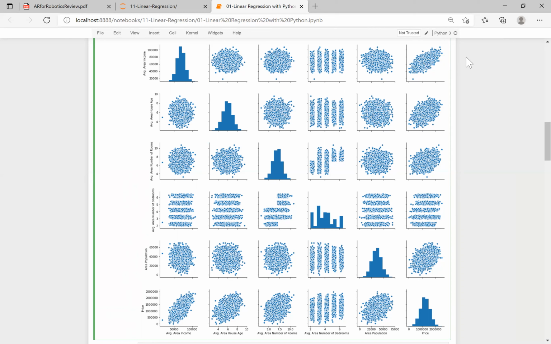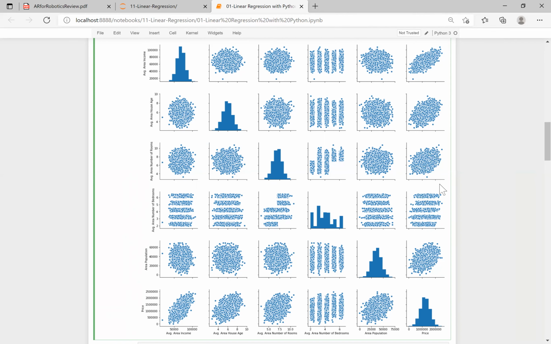It is not exactly a solid circle, but I can see this distribution here also. This kind of a tilt is there, and here also there is a tilt. So I see that the number of rooms, house age, and area income are kind of having some kind of relationship with the price, and it is kind of increasing as we go towards the right.